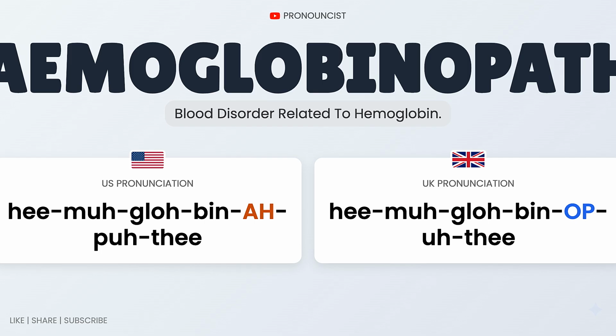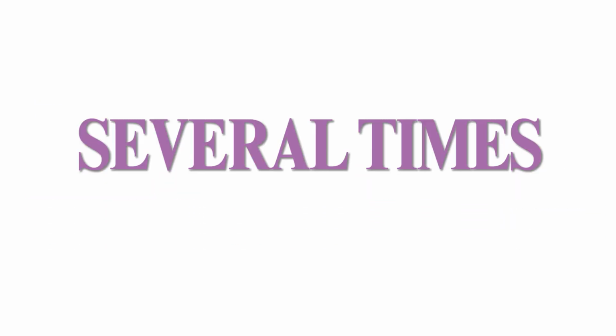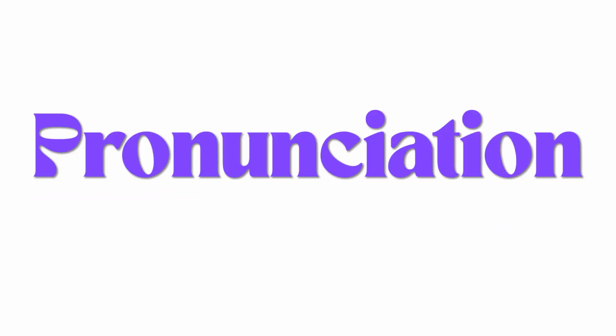The best way to practice is to repeat the syllable multiple times. The meaning of the word is blood disorder related to hemoglobin. Try repeating this word several times to improve your pronunciation.